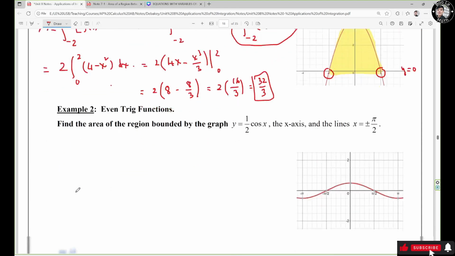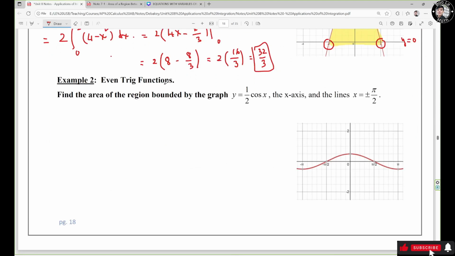Now let's take a look at example number 2, even trig functions. Find the area of the region bounded by the graph y equals 1/2 cosine s, the x-axis, and the lines s equals plus and minus pi over 2. So minus pi over 2 should be this one, plus pi over 2 should be this one. So does that mean the area of these regions right here? Now observe that these regions are symmetric about the y-axis, half of this one and half of this one.